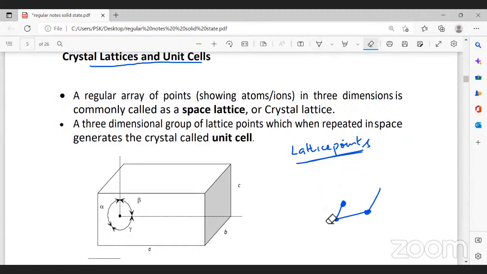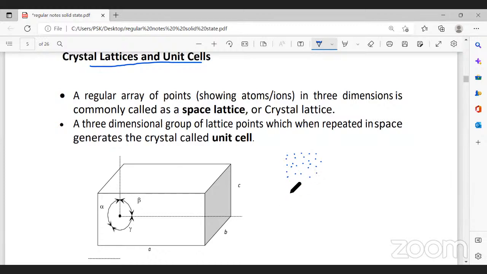I'll erase this. Now, just tell me, if I place points like this, randomly, I think you can see the small points I'm placing. What kind of structure will it form? Randomly I'm not placing it in an order. Since I'm placing it in random positions, it will not form any structure. No structural conclusion can be drawn from this.